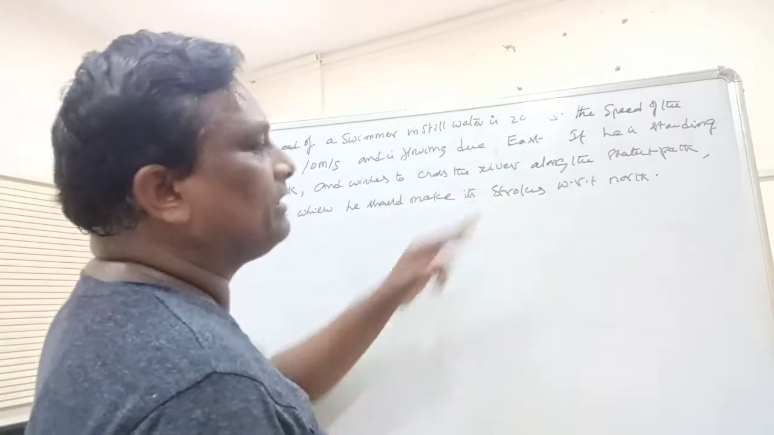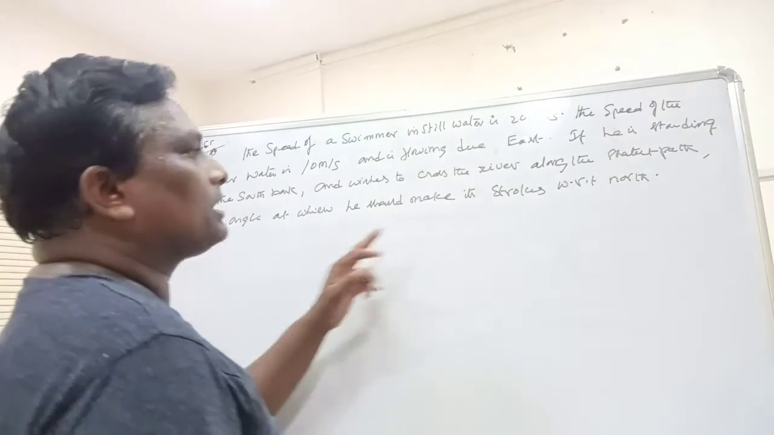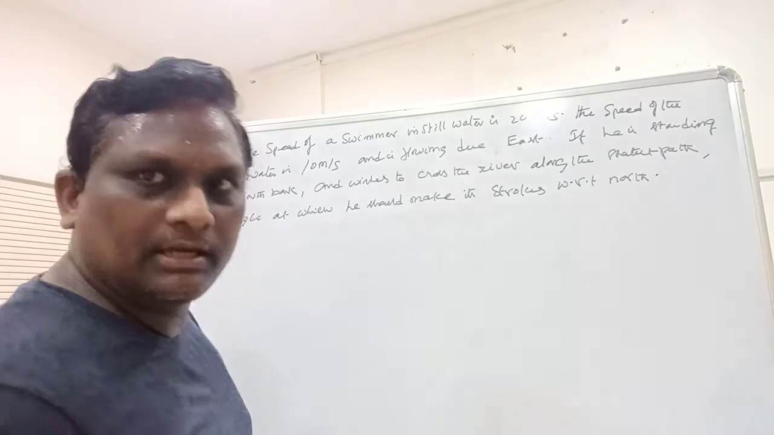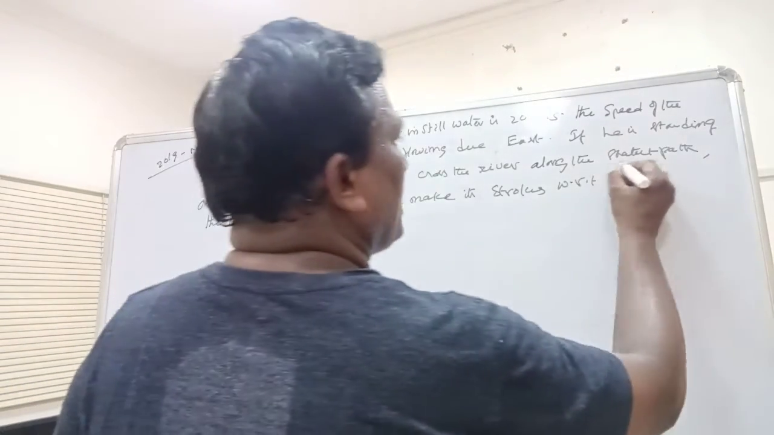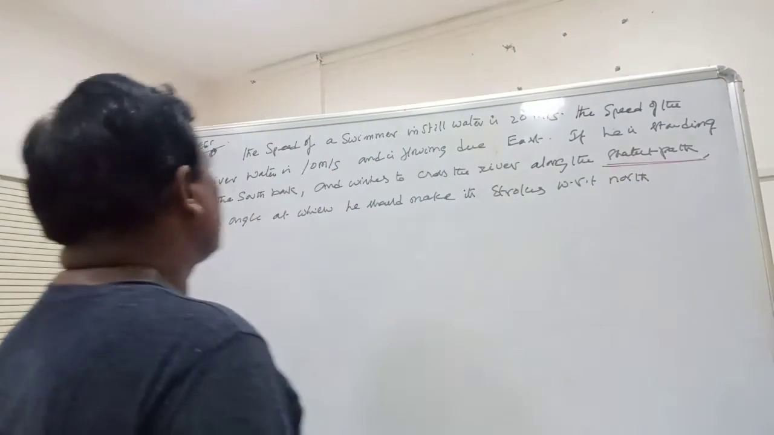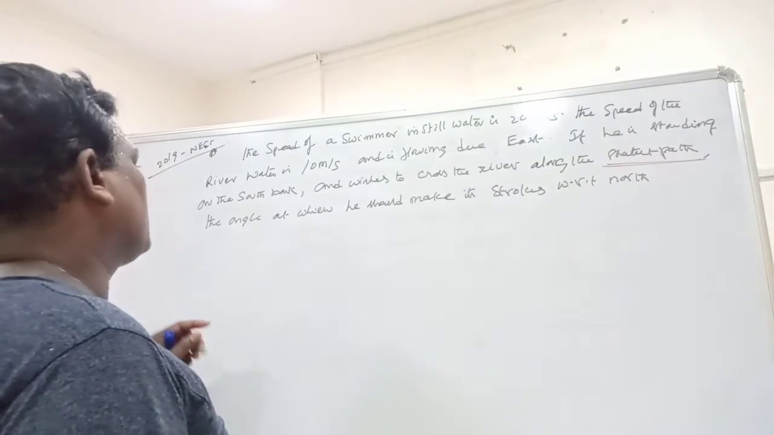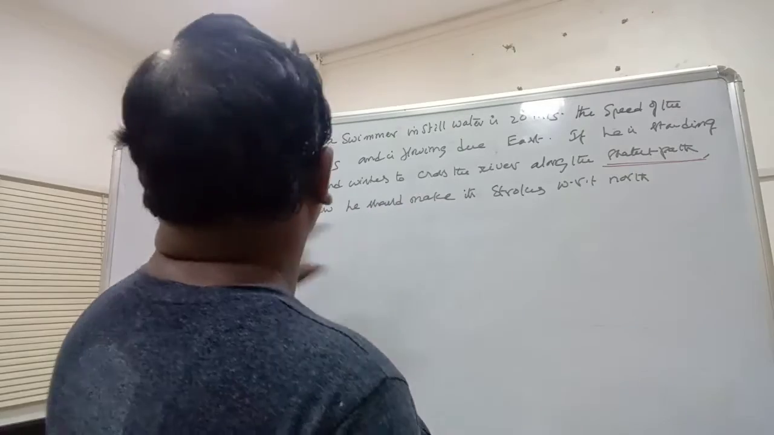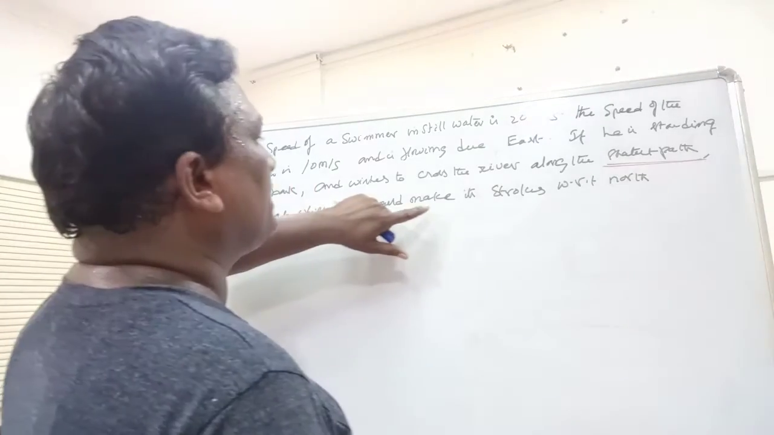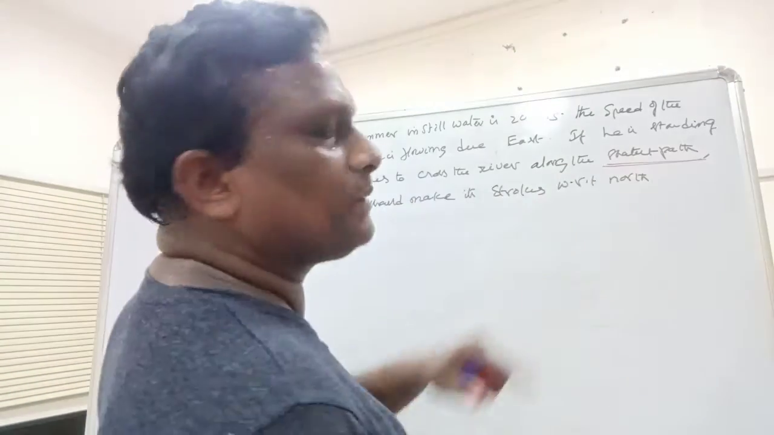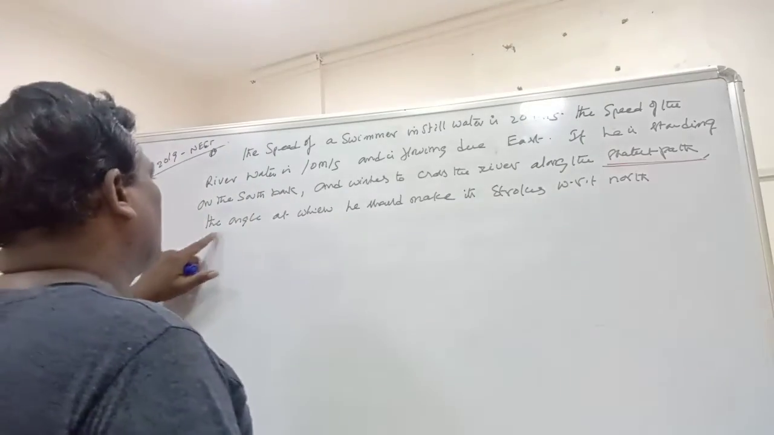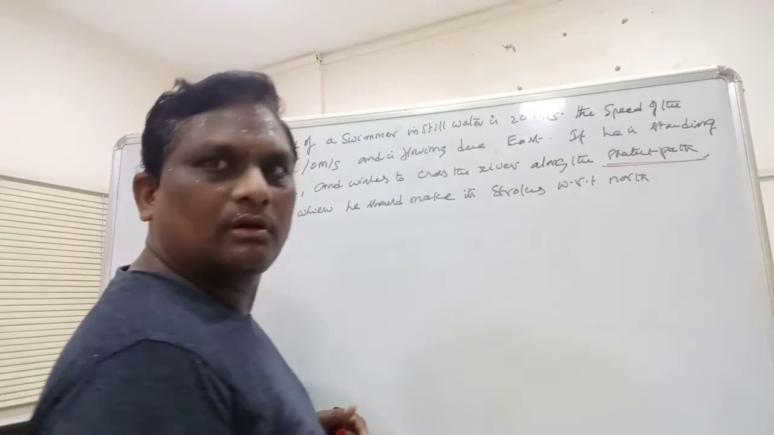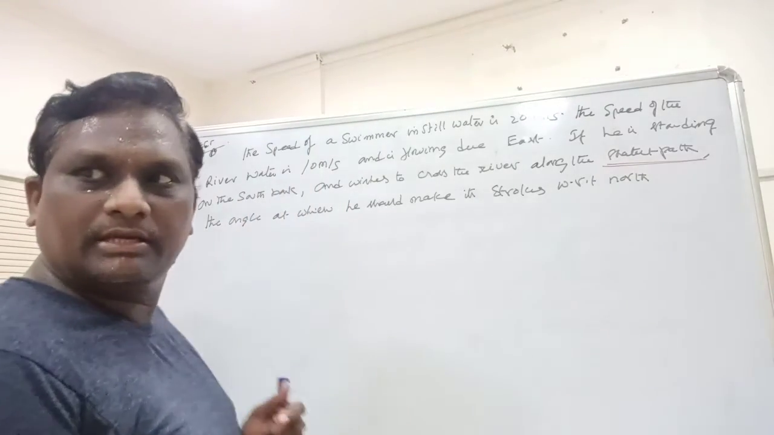wishes to cross the river along the shortest path, the angle at which he should make his strokes with respect to north. That is what they ask. This is the given question.